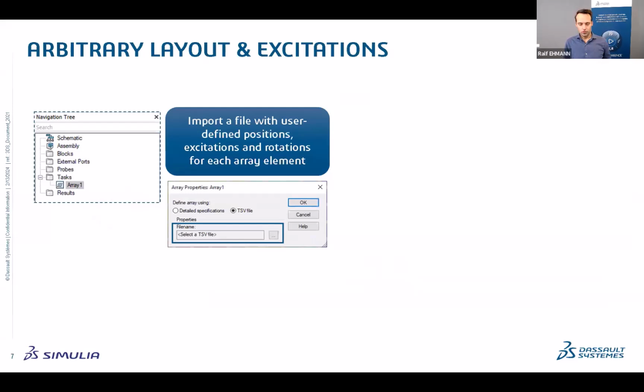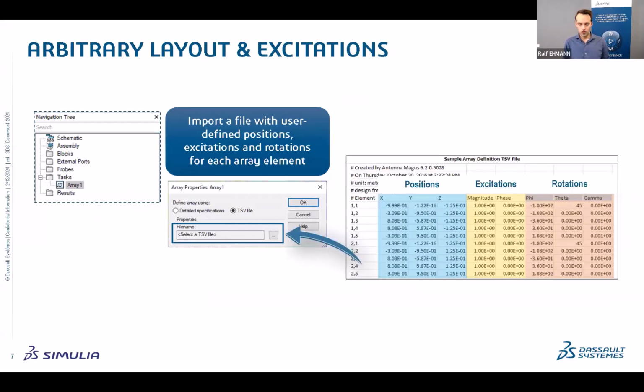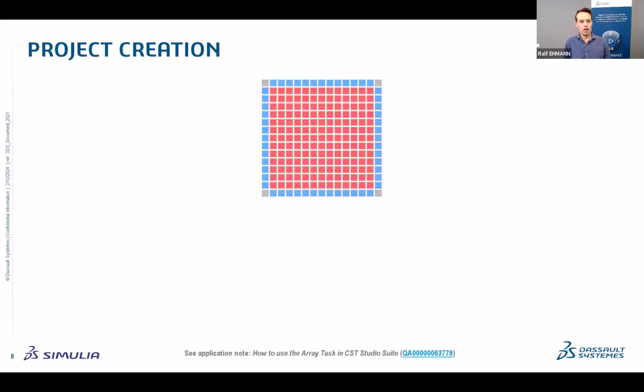And then, as I showed in my demo, one can also load an existing file, a TSV file, where you have tab separated the positions, excitations, and even rotations, because we also support conformal arrays.